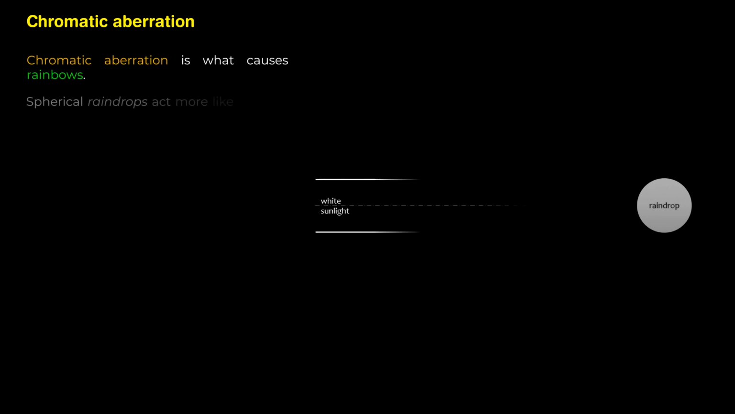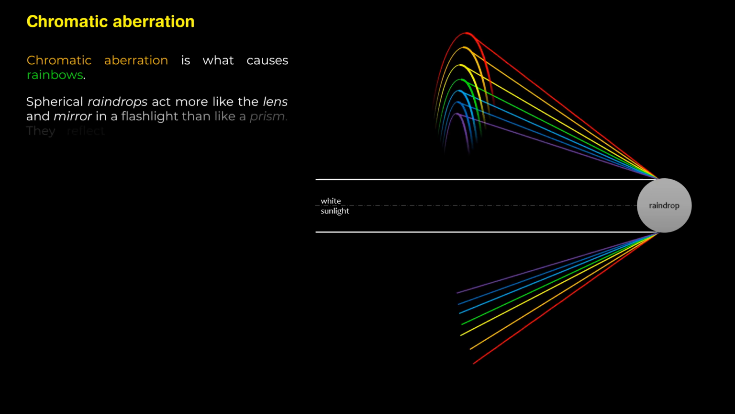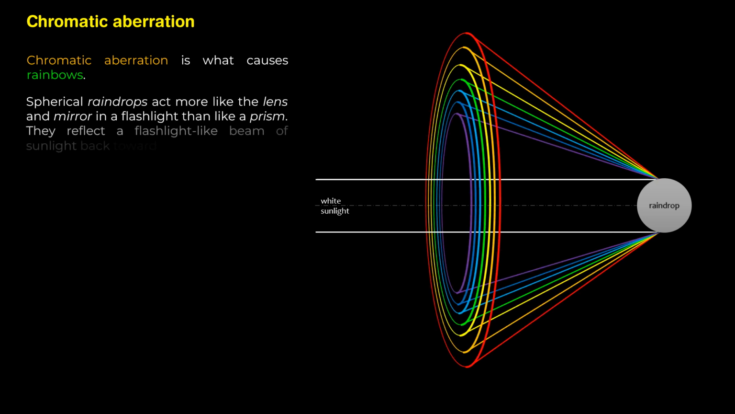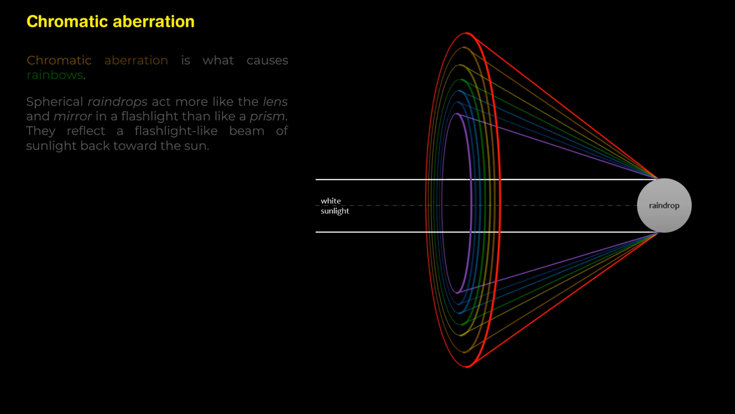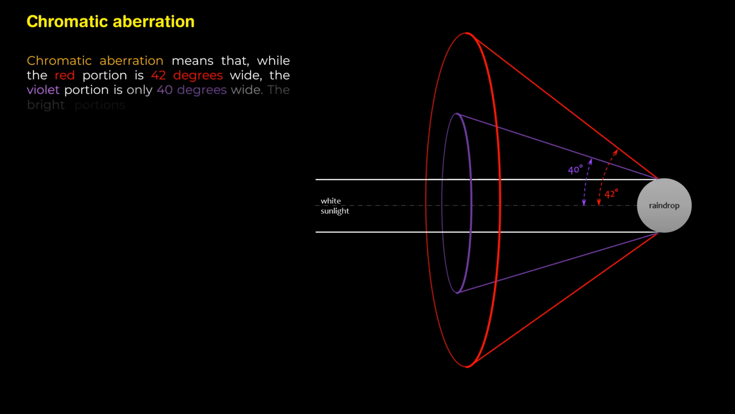Spherical raindrops act more like the lens and mirror in a flashlight than like a prism. They reflect a flashlight-like beam of sunlight back toward the sun. Chromatic aberration means that, while the red portion is 42 degrees wide, the violet portion is only 40 degrees wide. The bright portions of these colors do not overlap, and you get colored bands.